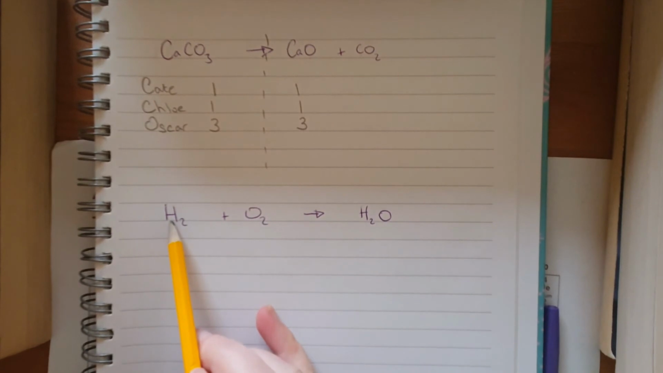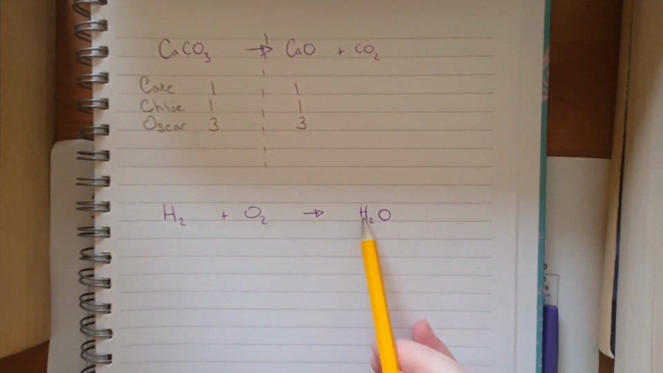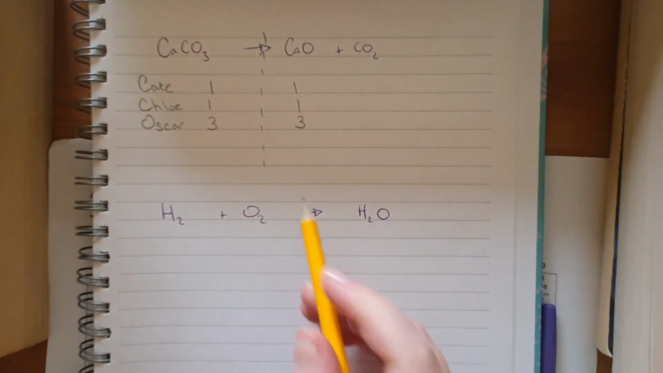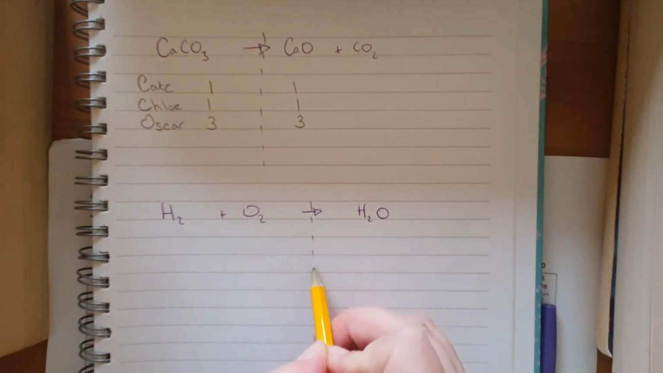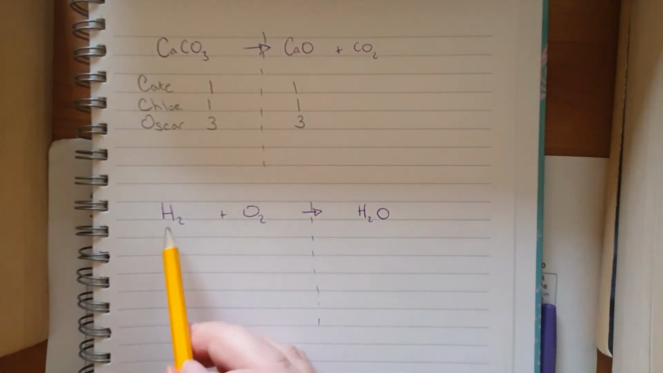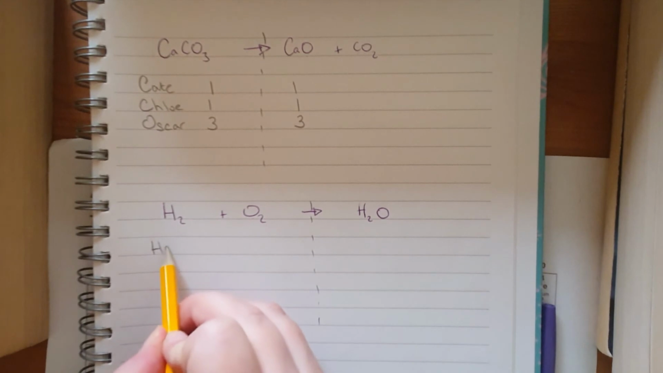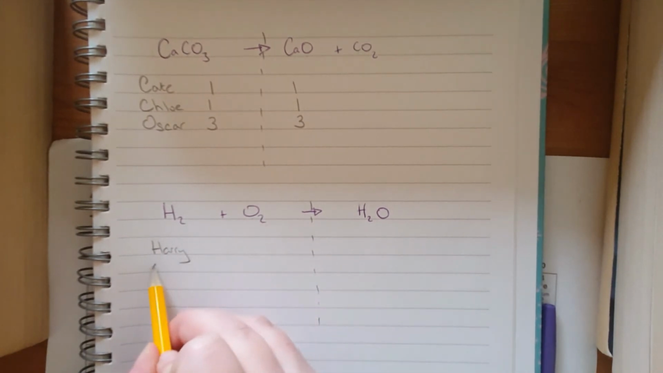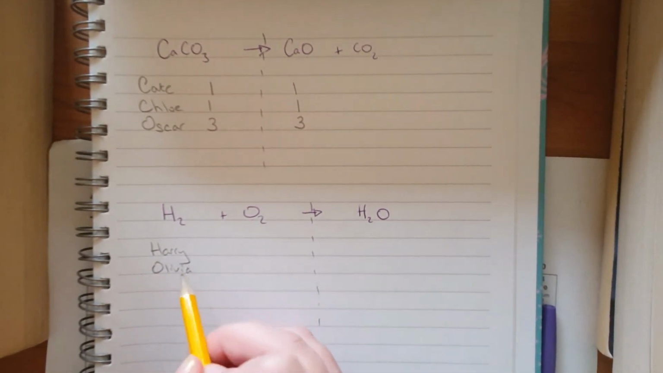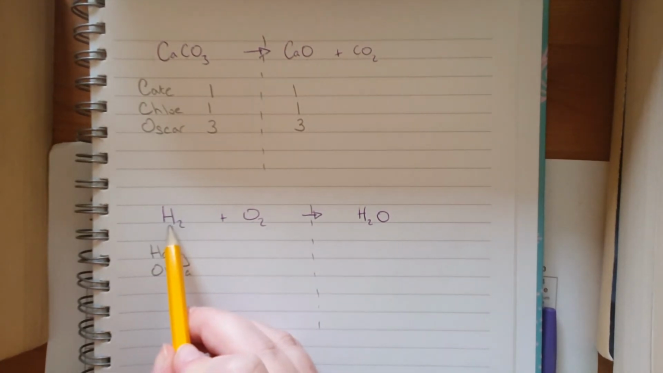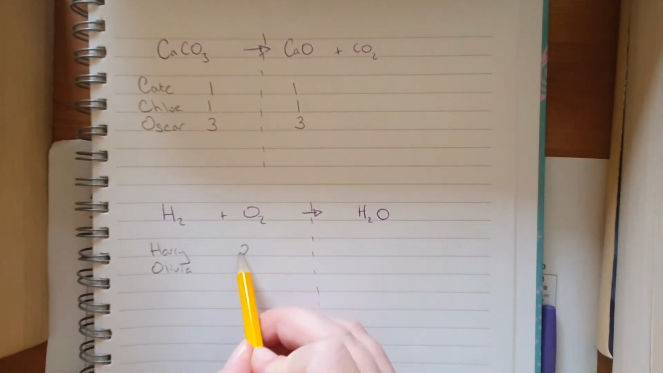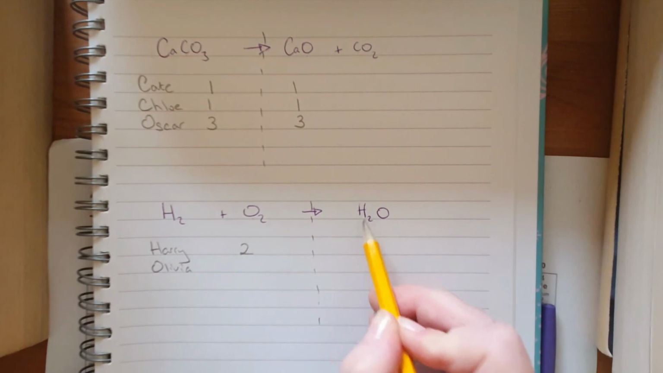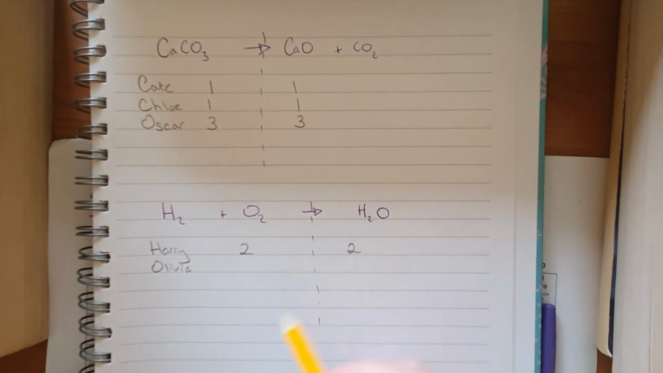Next equation. H2 plus O2 makes H2O. And again, pause and give it a try. H. Let's have Harry and Olivia. So how many Harrys get on this bus? That's 2. How many Harrys get off the bus? Again, that's 2. We've got 2 Olivias getting on and we have 1 Olivia getting off.